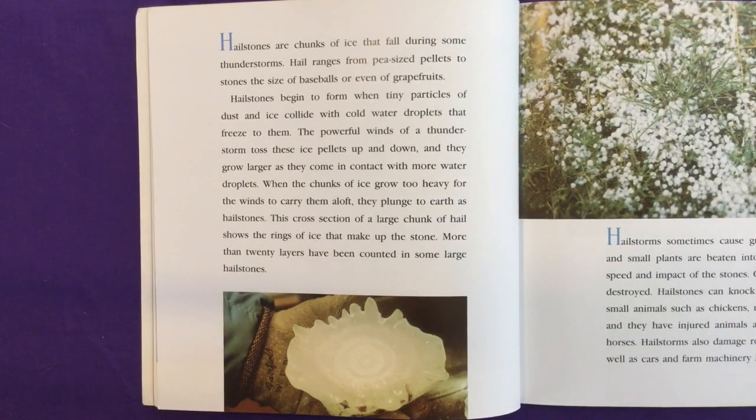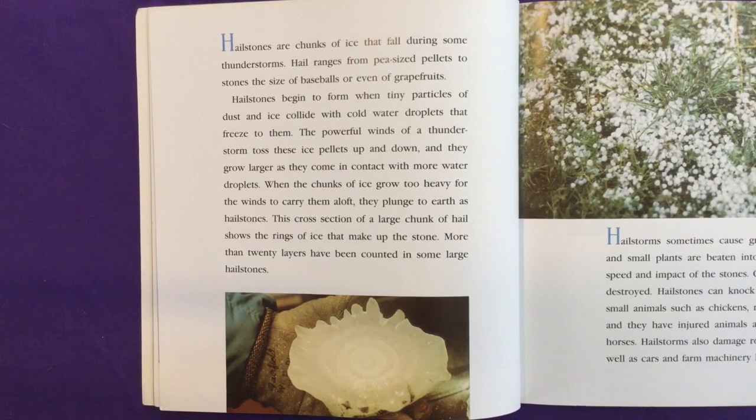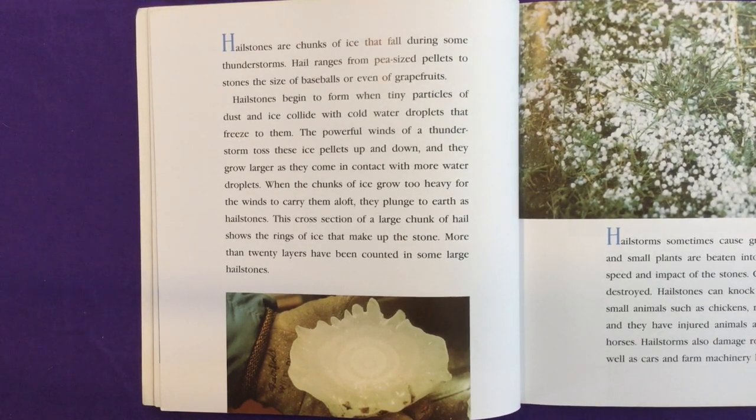Hailstones are chunks of ice that fall during some thunderstorms. Hail ranges from pea-sized pellets to stones the size of baseballs or even grapefruits. Hailstorms begin to form when tiny particles of dust and ice collide with cold water droplets that freeze them. The powerful winds of a thunderstorm toss these ice pellets up and down, and they grow larger as they come in contact with more water droplets.